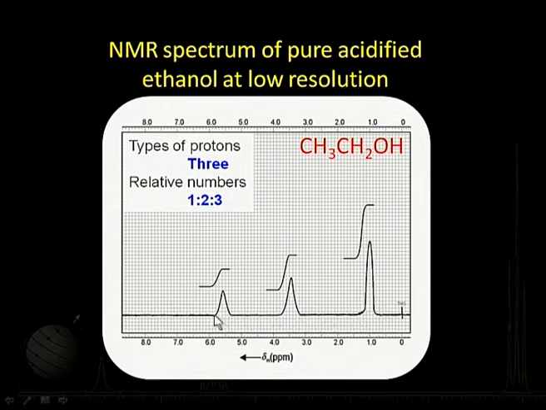Now, these 3 signals tell me that in the molecule of ethanol, there are 3 different types of protons, because it is a proton NMR, and that we can see from the molecule structure also, that is CH3, CH2, OH. So, there is one of the 3 protons of methyl group, 2 of methylene, 1 of OH there.